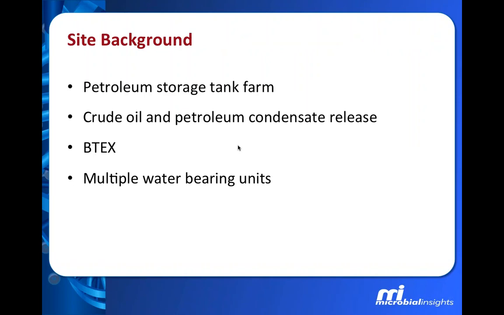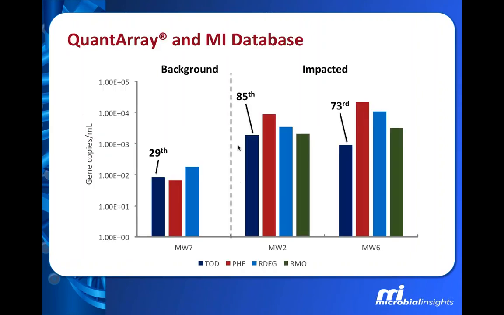This is a petroleum storage tank farm, where crude oil and petroleum condensate were released. BTEX is the concern. There are multiple water-bearing units at this site. So this is just some quick data here to show you again how the database can help strengthen your conclusions. These are 4 aromatic genes that are used for aerobic biodegradation of BTEX. And we have a background sample versus 2 impacted samples. We can see that the concentration of our genes are not a huge amount different. They're about a little over an order of magnitude.